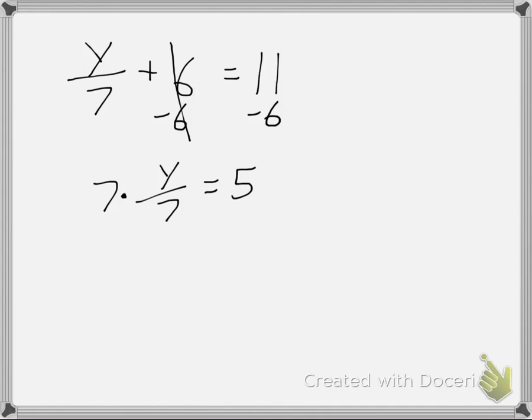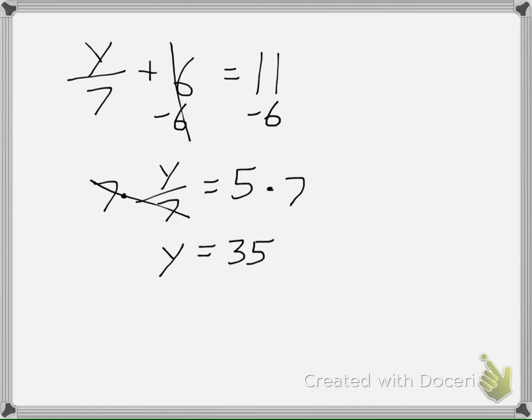So we want to show subtract 6, find our answer from subtracting 6, which is y divided by 7 equals 5. Then, to get rid of the division by 7, I'm going to multiply by 7 on both sides. That will cancel, leaving me with just y, and 5 times 7 gives me 35. So my solution for this one should be 35.